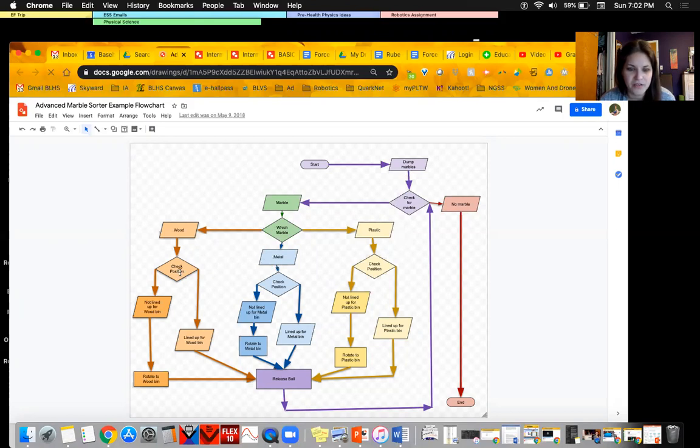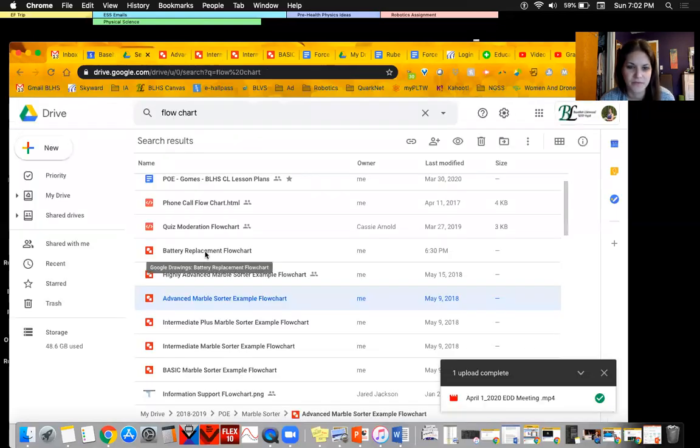Check position. Is it lined up for the wood bin? Release. Not lined up for the wood bin, rotate to the wood bin, then release the ball. And so we have that for also the metal and the plastic. And then we have back to check for marble. If there's no marble, then we end. Okay, so that's my advanced marble sorter.